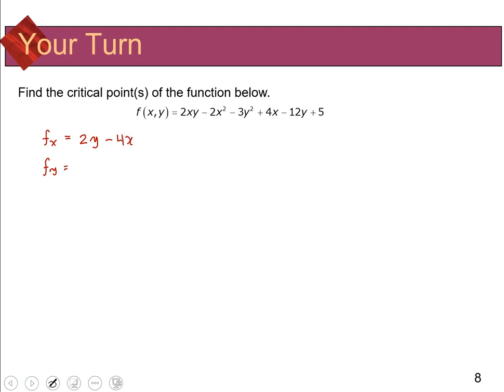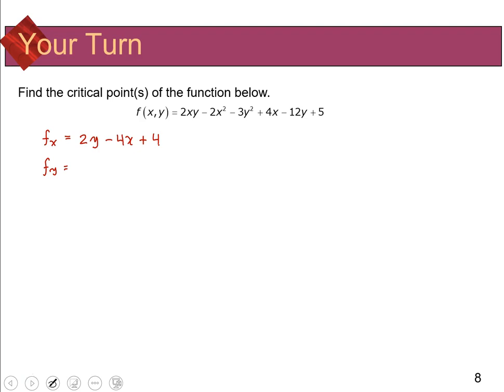The minus 3y squared is considered a constant. So if I take the derivative of that constant, it's going to be 0, so I ignore that. The next one, the 4x, the derivative of that with respect to x would be a plus 4. The minus 12y and the plus 5 are both considered constants in this case, so they would both become zeros. And so this would be my partial derivative with respect to x.